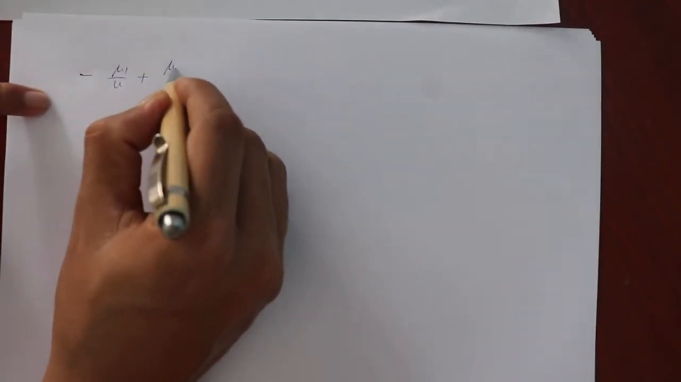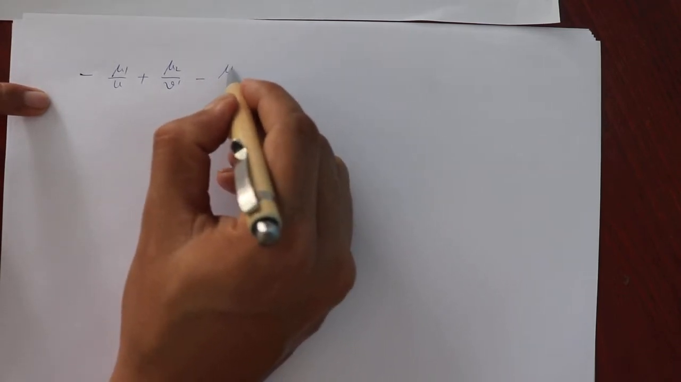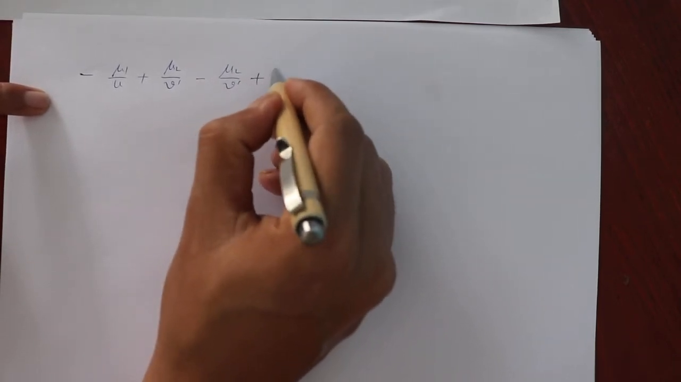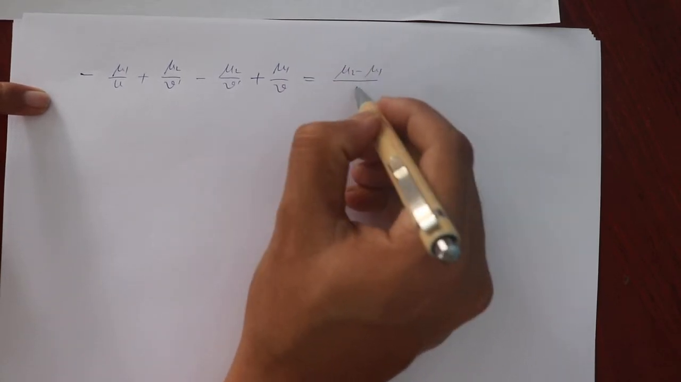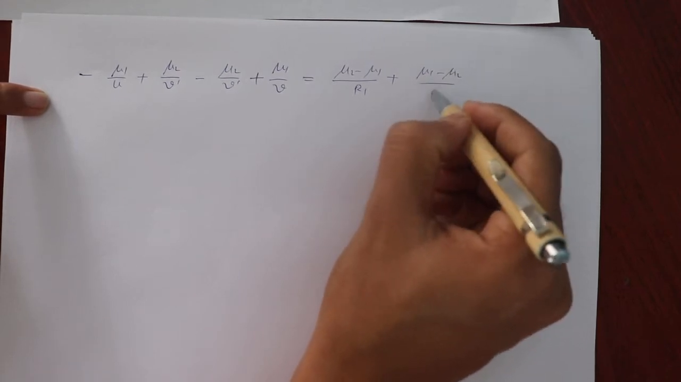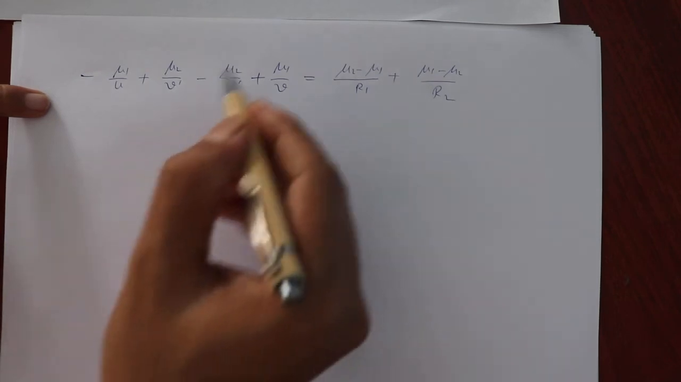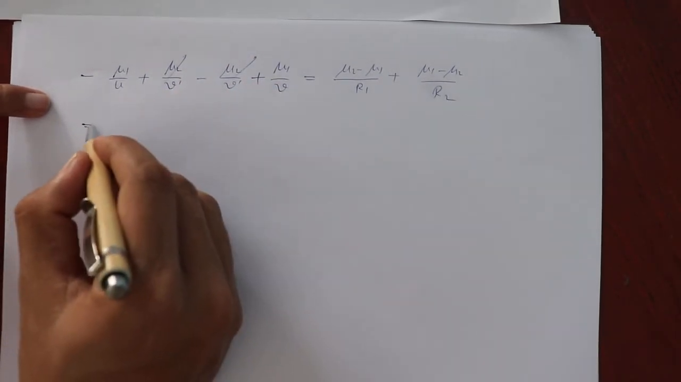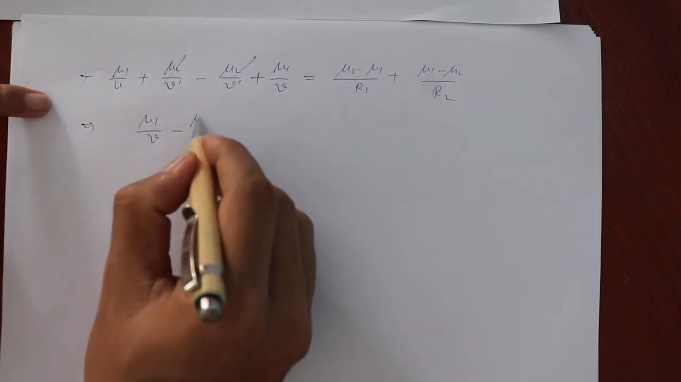You should get minus mu1 by u plus mu2 by v ds, then minus mu2 by v ds plus mu1 by v. It should be equal to (mu2 minus mu1) by r1 plus (mu1 minus mu2) by r2. I'm just adding, okay? I'm not doing anything here. So you can see these two will cancel here, leaving mu1 by v minus mu2 by u.